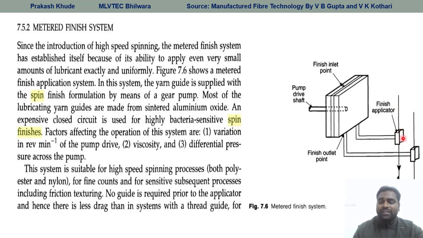The factors affecting the operation of this system are the variation in revolution of your pump drive. This is the pump drive. If there is variation in the speed of this pump drive, the viscosity of that spin finish, and the differential pressure across this pump. And this system, as I already said, is basically suitable for high speed spinning processes, both for polyester and nylon and fine counts, and for subsequent processes, including the friction texturing process also. No guide is required here prior to the applicator. Hence, there is less drag than in the systems with the thread guide.